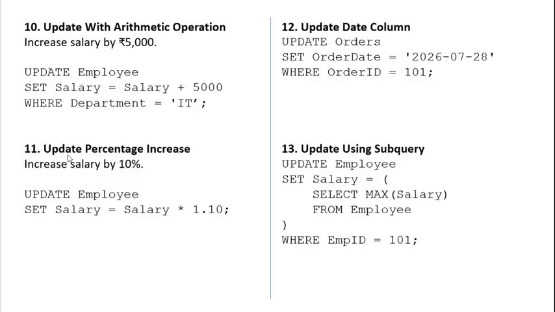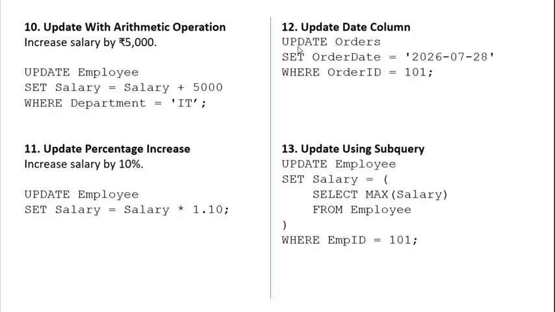Eleventh is update with a percentage increase, increasing the salaries by 10 percent. UPDATE employee SET salary = salary * 1.10; semicolon, where the star is the multiplication sign.